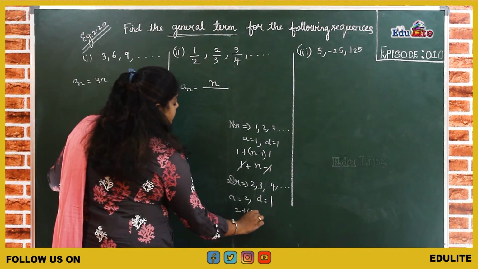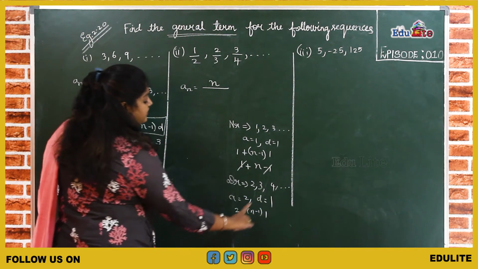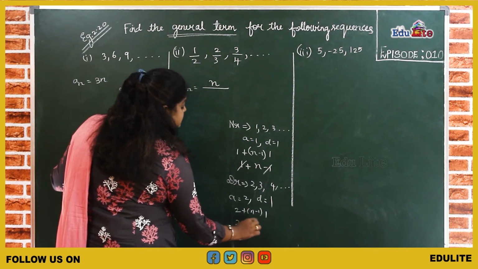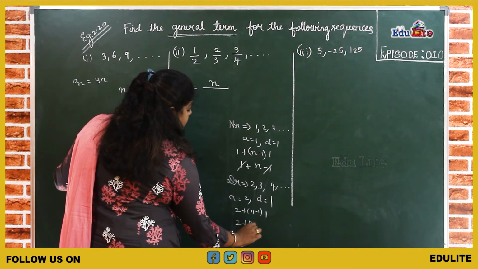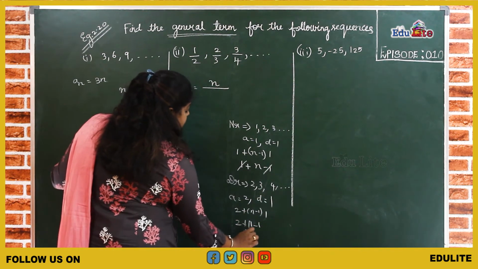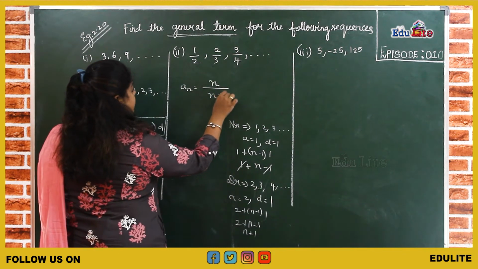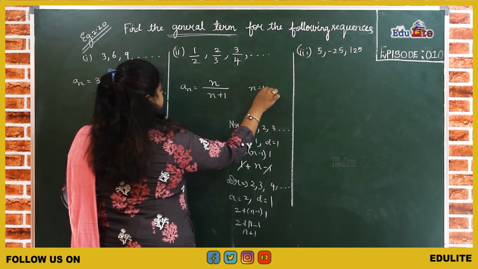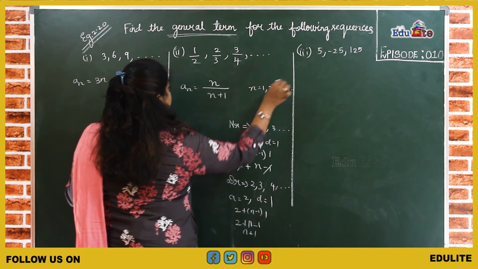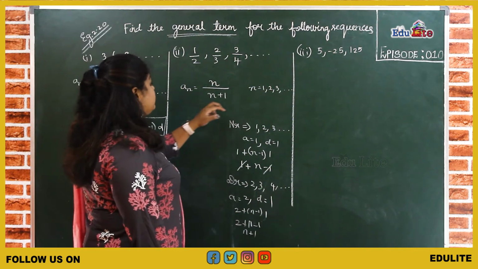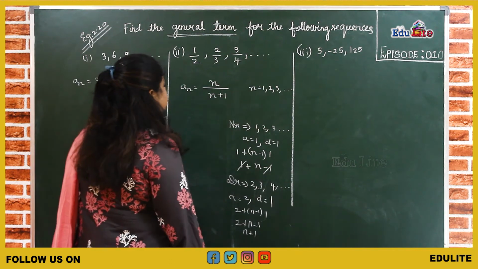a plus (n minus 1) into d, where the value of d is 1. We have to simplify this: 2 plus 1 into n minus 1. So n plus 1, since 2 minus 1 is 1. So the denominator is n plus 1, and the value of n varies 1, 2, 3 and it goes on. So we will see whether this is the right one for the above sequence.